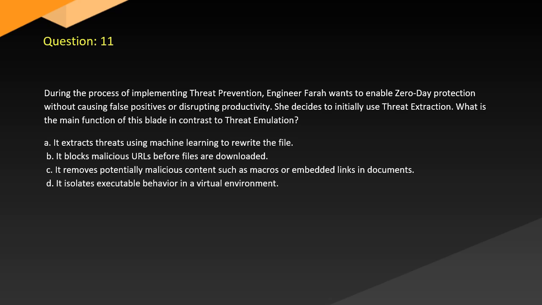Question 11. During the process of implementing threat prevention, engineer Farrell wants to enable zero-day protection without causing false positives or disrupting productivity. She decides to initially use threat extraction. What is the main function of this blade in contrast to threat emulation? A. It extracts threats using machine learning to rewrite the file. B. It blocks malicious URLs before files are downloaded. C. It removes potentially malicious content such as macros or embedded links in documents. D. It isolates executable behavior in a virtual environment.